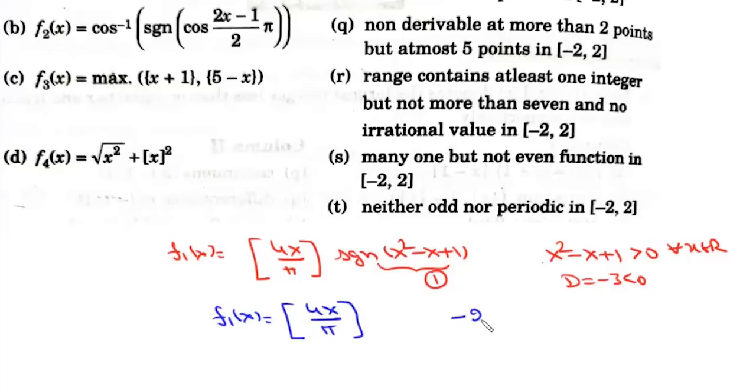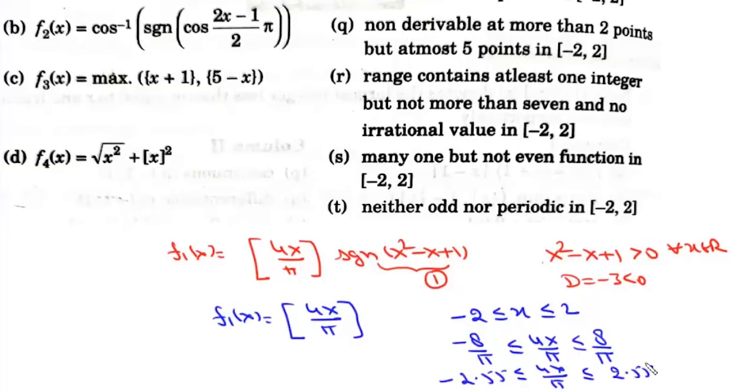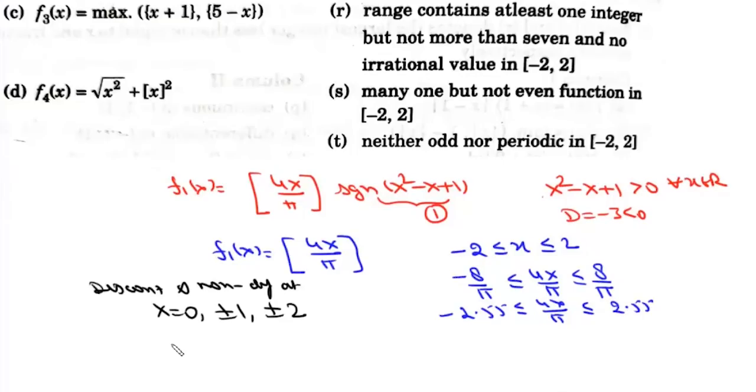Now it is given that x lies between minus 2 and plus 2. Now if we look at 4x upon pi, it will be minus 8 upon pi less than equal to 4x upon pi less than equal to 8 upon pi. Now 8 upon pi is nearly 2.55. So it will be minus 2.55 less than equal to 4x upon pi less than equal to 2.55. Now this function will be discontinuous and non-differentiable at x equals 0, plus minus 1 and at plus minus 2. And range of this function will be minus 3, plus minus 2, plus minus 1 and 0.